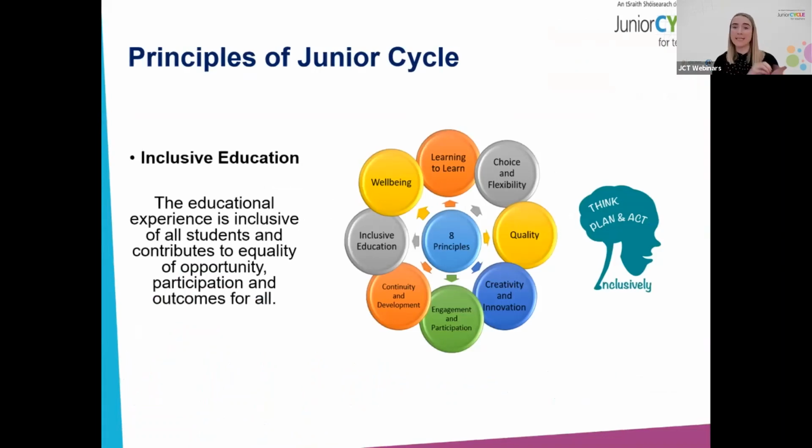So taking our minds back to the 8 principles of junior cycle, and you don't need me to go through all 8 principles with you. You've probably seen these before from either reading the specifications or in your own whole school days. But you remember that one of these principles is inclusive education. And that is telling us that the educational experience is inclusive of all students and contributes to equality of opportunity, participation, and outcomes for all. So inclusion isn't just referring to one specific group, okay? It's obviously looking at all students, and that's quite evident for us in the definition that we have of inclusive education.